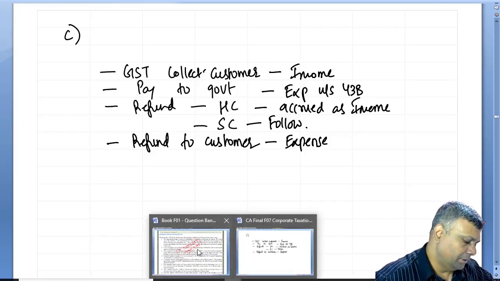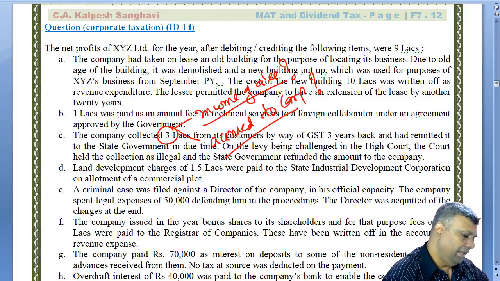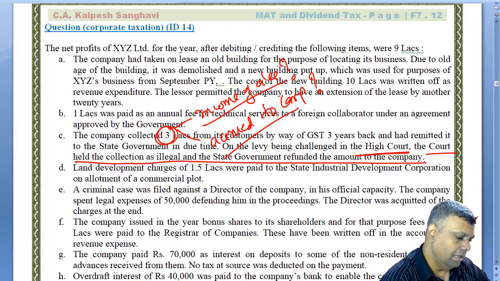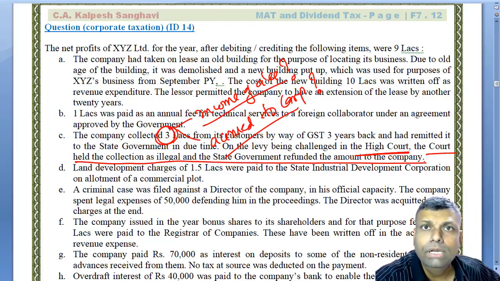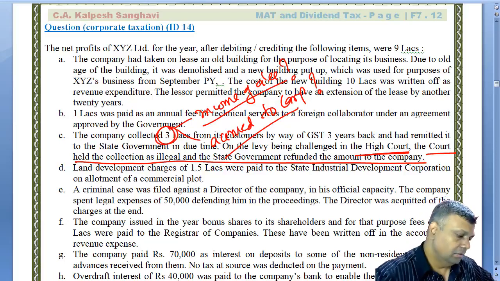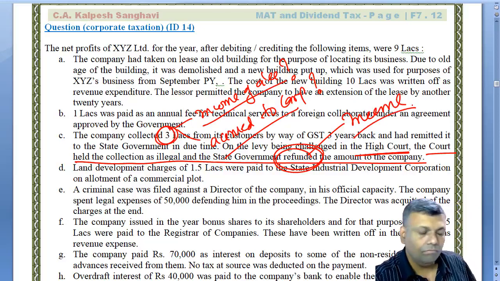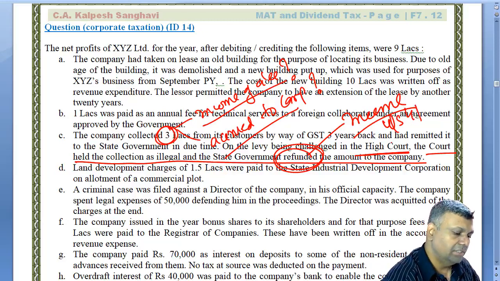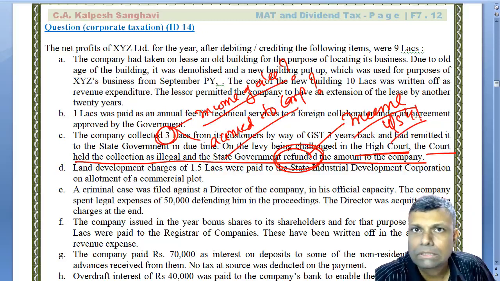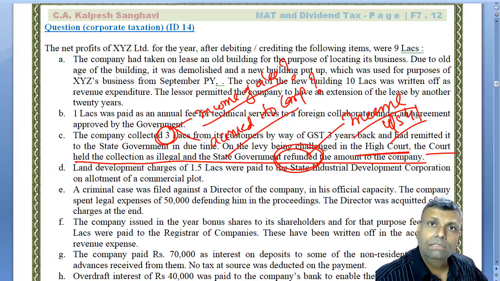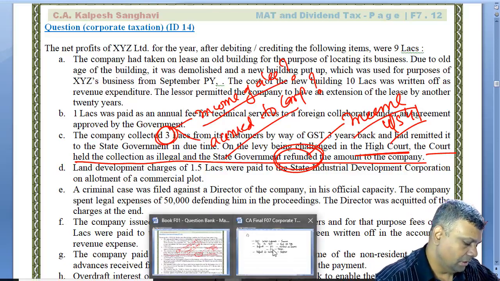Now let's come and read the question. The company has already collected 3 lakhs some years back. On levy being challenged in the High Court, the court held the collection is illegal and the state government has refunded the amount to the company. So this refund is already the income of the taxpayer. And this income is also covered under Section 41 of the Income Tax Act. That detailed discussion I have already done in the business income. So let us update the answer.